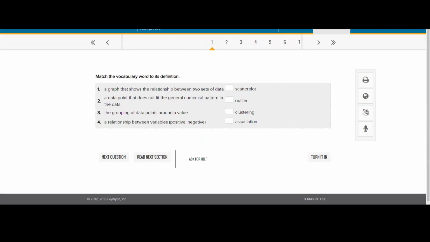So now let's try to match this. A graph that shows the relationship between two sets of data is called what?